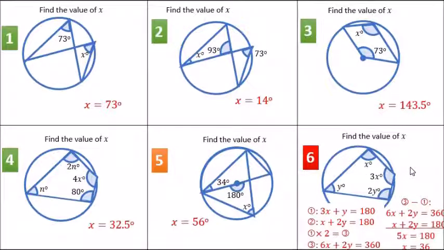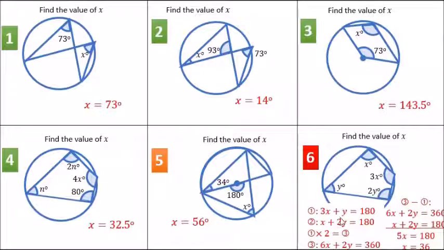For question 6, we end up with simultaneous equations. We get x plus 2y is equal to 180 because these are opposite angles in a cyclic quadrilateral, and y plus 3x is also equal to 180 because they are opposite angles in a cyclic quadrilateral. I've written them down here.